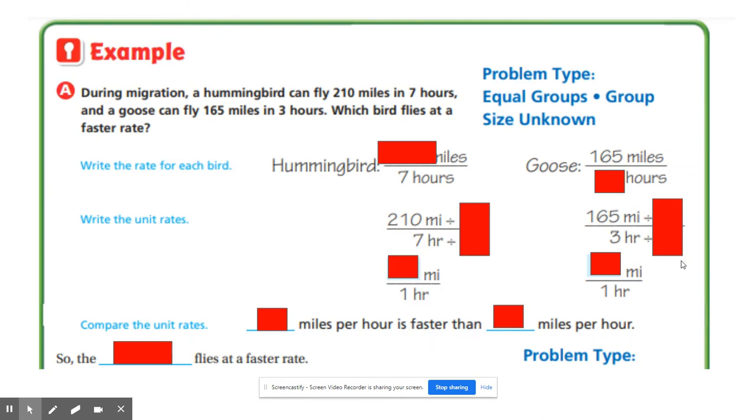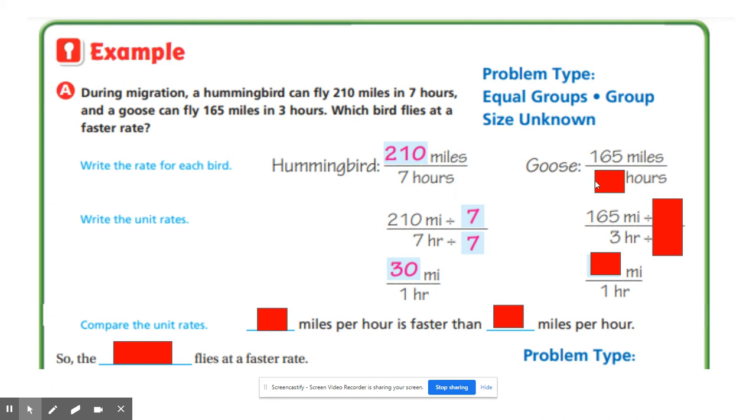Here's another example. This time we're not using money or ounces of food. We're using miles per hour. During migration, a hummingbird flies 210 miles in 7 hours, and the goose flies 165 miles in 3 hours. Which bird flies at a faster rate? Our hummingbird is 210 miles in 7 hours. Make that into a fraction, and we divide by our denominator. So we're dividing by sevens. And that reduces down to 30 miles per hour for the hummingbird.